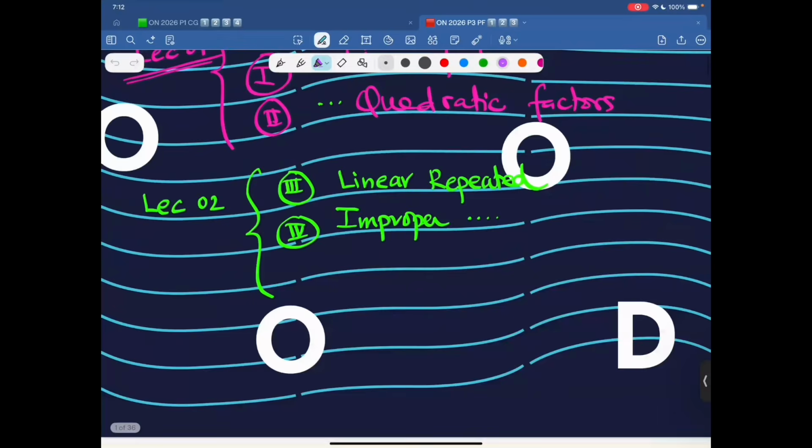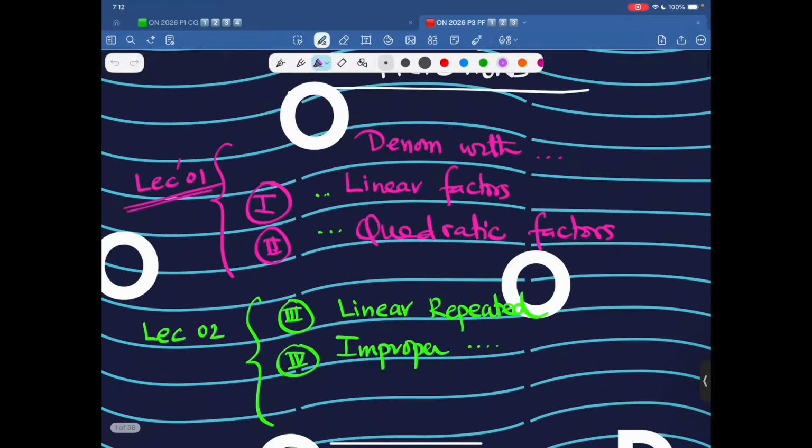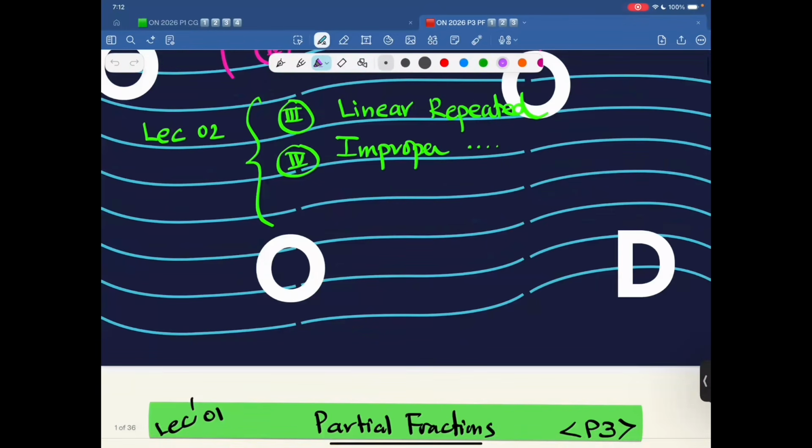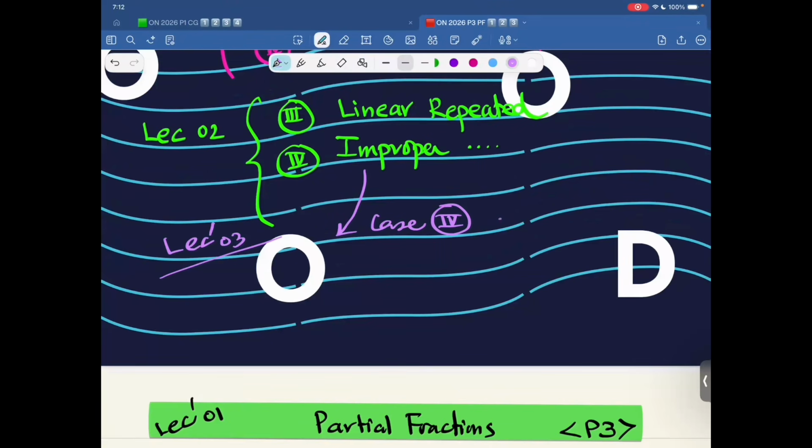Assalamu alaikum, everyone. So let's get started with the third lecture of partial fractions. Now, in lecture number three of partial fractions, I'll be focusing on case four of partial fractions, and maybe a little bit more.